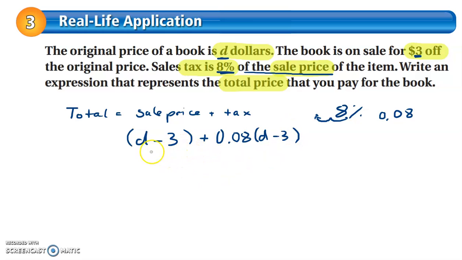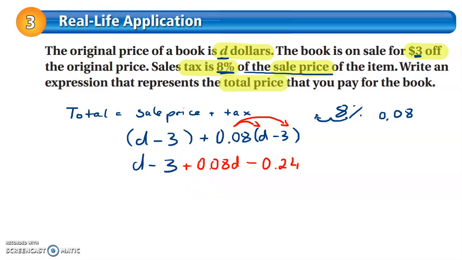All right, now let's check to see here. There's nothing outside the parentheses, so we can drop those, D minus 3. And then here we need to do distributive property. 0.08 times D is just going to be 0.08D. And then this times 3. 8 times 3 is 24. So we just need to move that over by 2 places. So that's going to be 0.24.